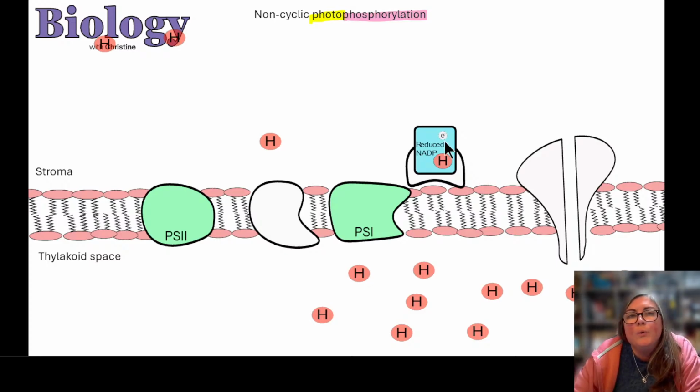This is for OCR, but it's also linked to AQA because you have to know the same content, although you don't need to know the names, non-cyclic and cyclic photophosphorylation, whereas you do on the OCR side of things.